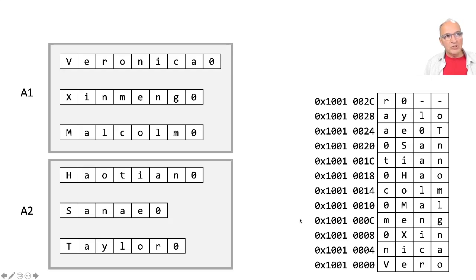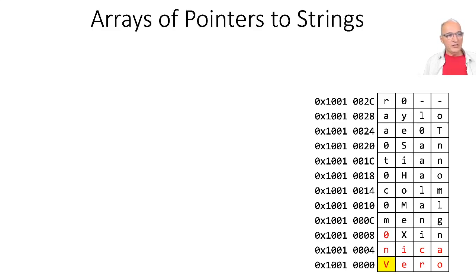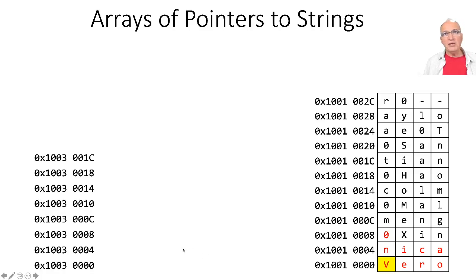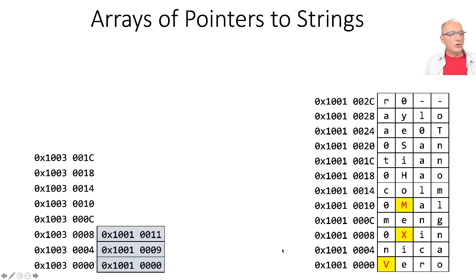So the most important thing to remember is that for these arrays that I will create, each element will be a memory address, and it will be the memory address of the first character of each string. So for example, my array will be somewhere else in memory. Of course, I will allocate some space in memory for my array. The first position of my array will be the address of the character V in the name Veronica. The second position will contain the address of the character X in Xinmei, and so on.